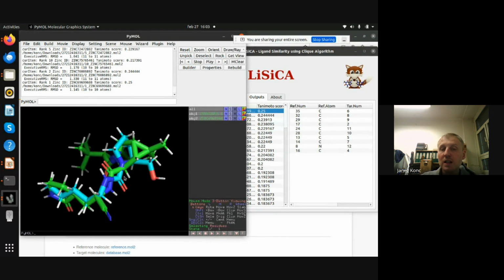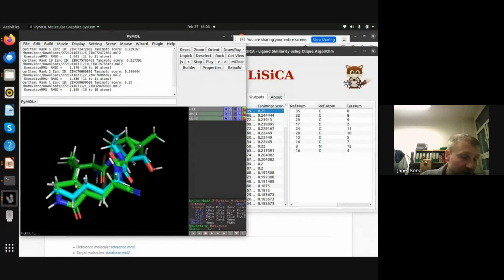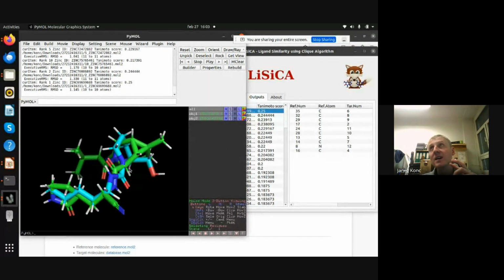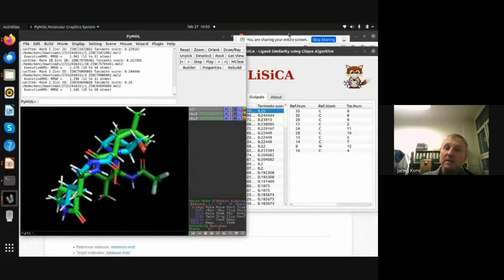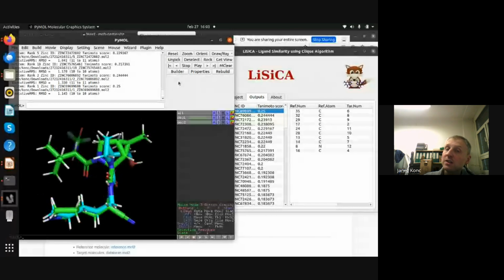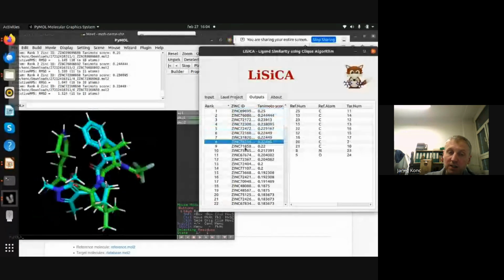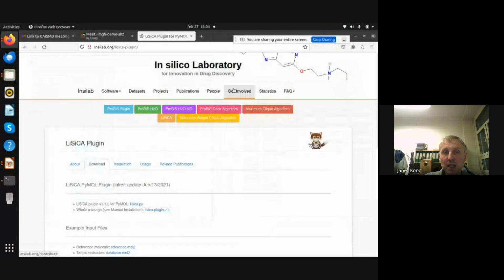scaffold hopping, so we retain some similar properties of our reference compound, but we have a different skeleton. We've discovered compounds that have different skeletons than our reference compound, which is what we want to achieve in ligand-based virtual screening. So this is Lisica software, and I'm going to go now.